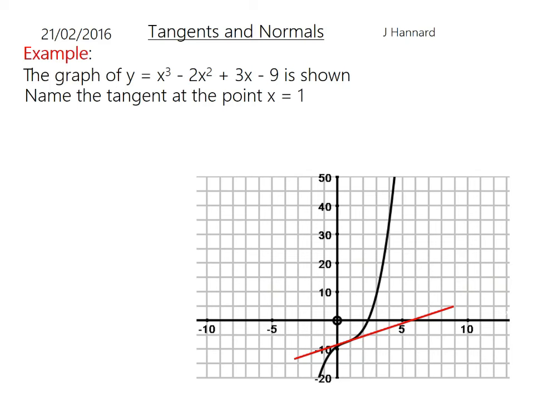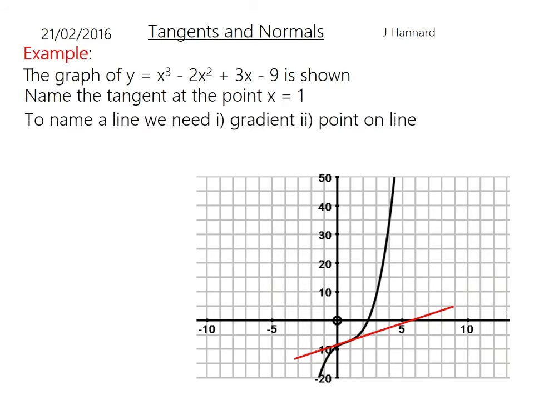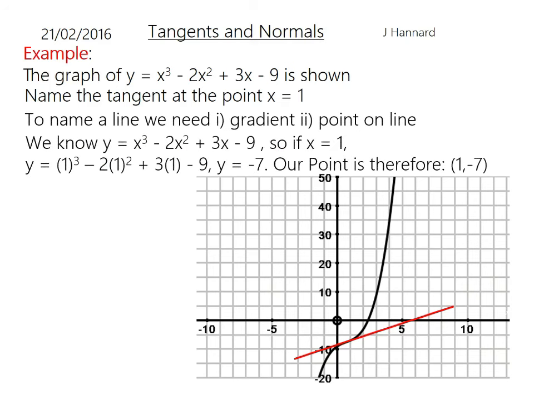Let's do another one. The graph of y equals x cubed minus 2x squared plus 3x minus 9 is shown. Name the tangent at the point x equals 1. So we need two things to name a line. We need the gradient and the point on that line. So we know that y equals x cubed minus 2x squared plus 3x minus 9. So if x equals 1, then y equals 1 cubed minus 2 times 1 squared, add 3 ones, minus 9. So y equals minus 7. Therefore our point is (1, minus 7).